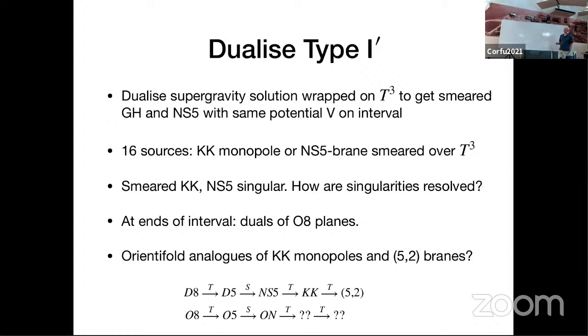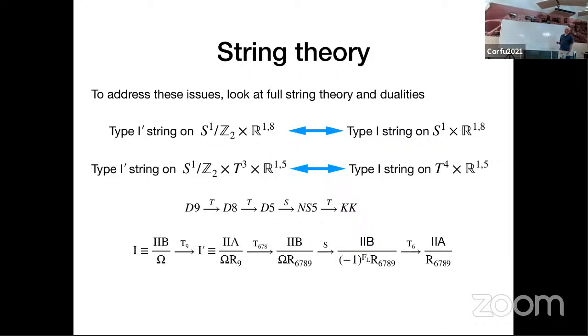To understand this, we'll look at the full string theory and its dualities. So the type I string on a circle is T-dual to the type I prime on the line interval. And then I'll look at further compactifying this on a T3. And then the chain of dualities here gives rise to a chain of dualities acting, starting off in the type I string theory, which is an orientifold of IIB. In each case, we get an identification of IIB or IIA in various ways. And the chain of dualities, which takes us to a Kaluza-Klein monopole, then takes us here to the orbifold, which is IIA on T4 mod Z2, where the Z2 is given by reflections in all four of the circles.